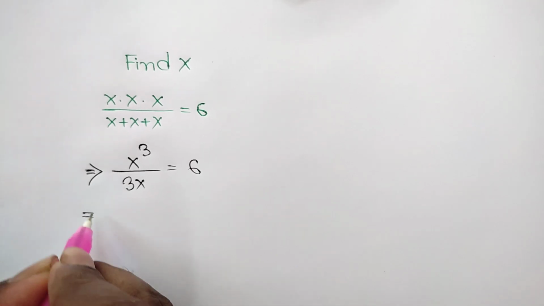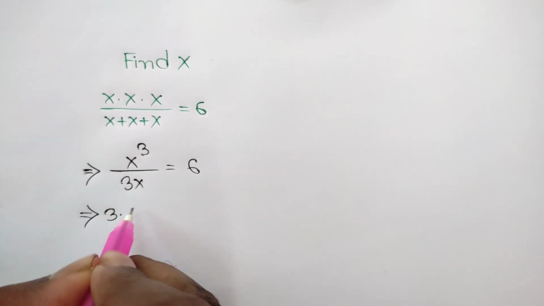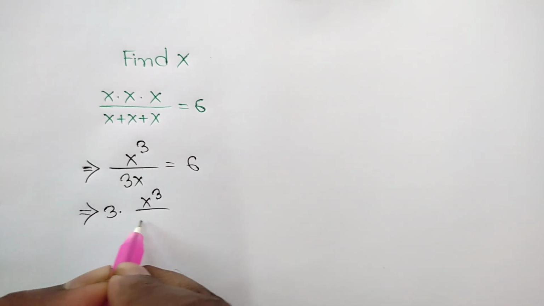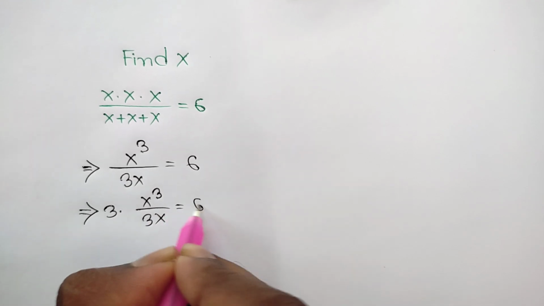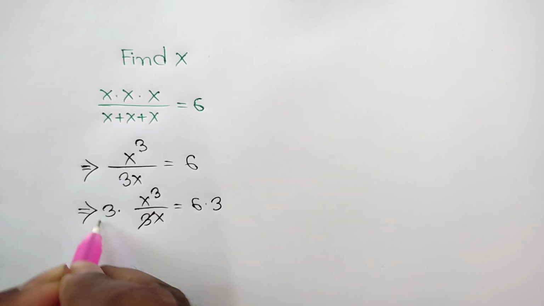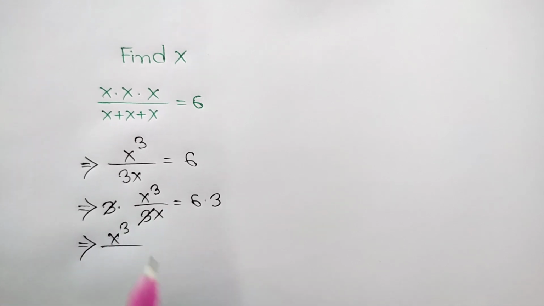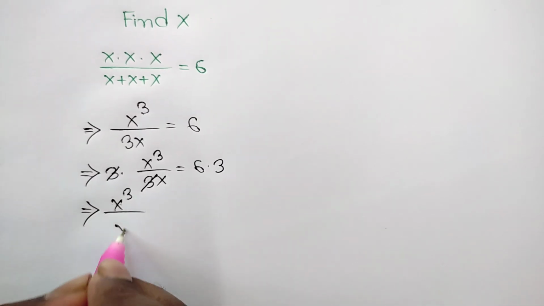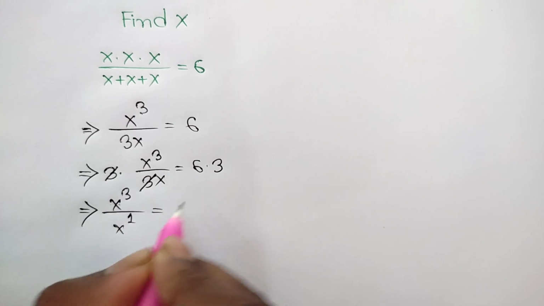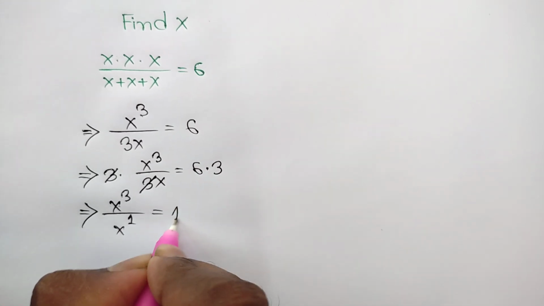Now multiplying both sides by 3, we can write here 3 times x cube over 3x is equal to 6 times 3. Now this 3 cancels out this 3, so we will get x cube over x. x can be written as x to the power 1, is equal to 6 times 3 is 18.